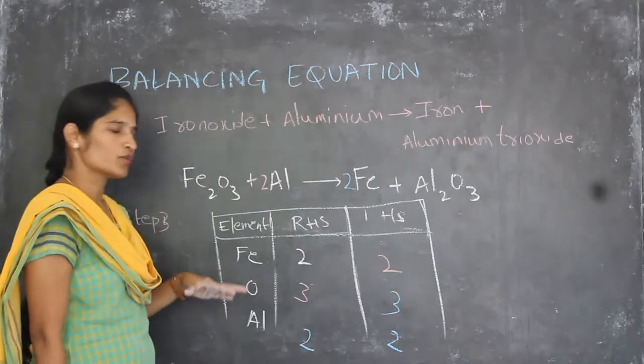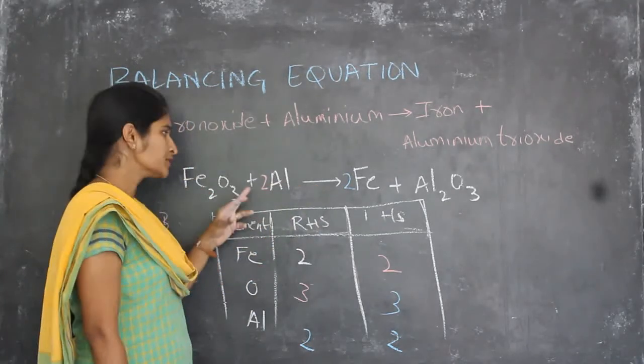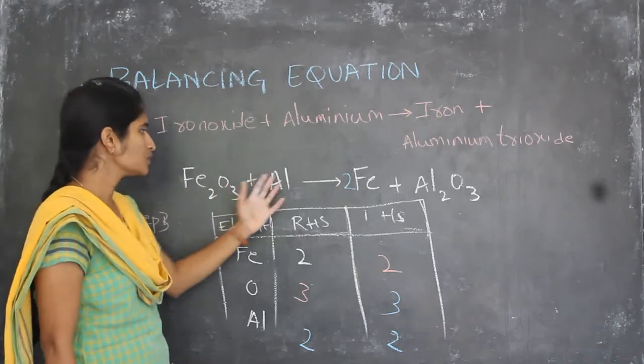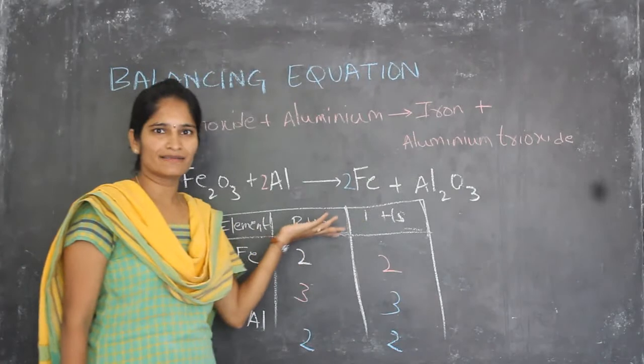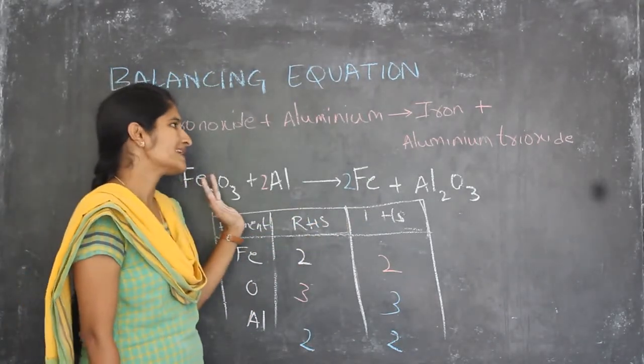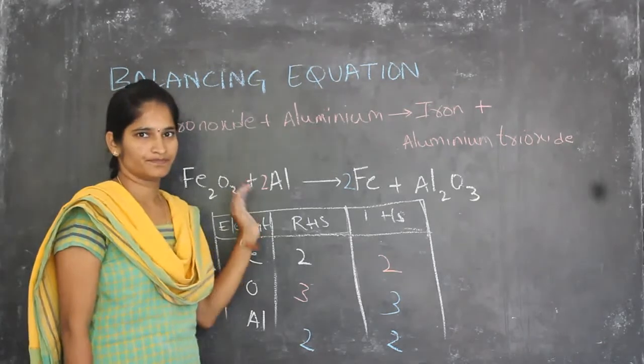And in step 4, what do we need to do? We need to check that the coefficients are the least numbers. Already they are 1, 2, 2, 1. Those are nothing but the least numbers. So this is a balanced equation.